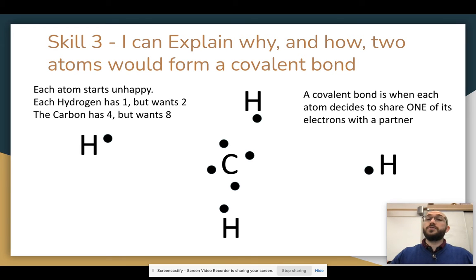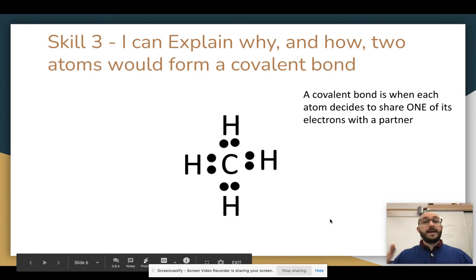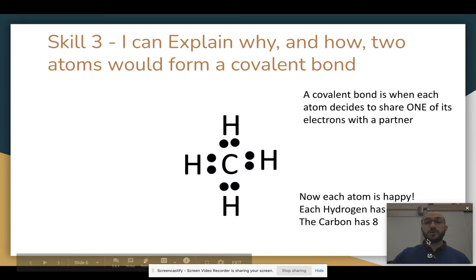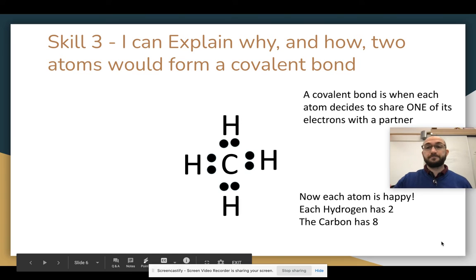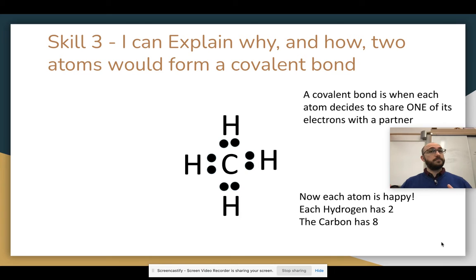So instead of bonding with only 1 hydrogen, it bonds with 4. And now we have 4 covalent bonds. We have the covalent bond on top, the covalent bond on bottom, the covalent bond on the left, the covalent bond on the right. Each bond is 2 electrons being shared between 2 atoms. Now we just got to double check to make sure everyone's happy, and they are. Each hydrogen now has access to 2. The carbon now has access to 8 through the power of friendship and sharing.